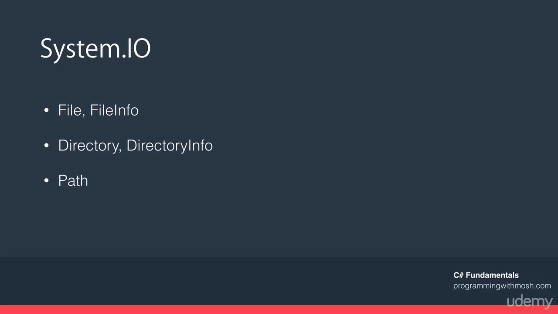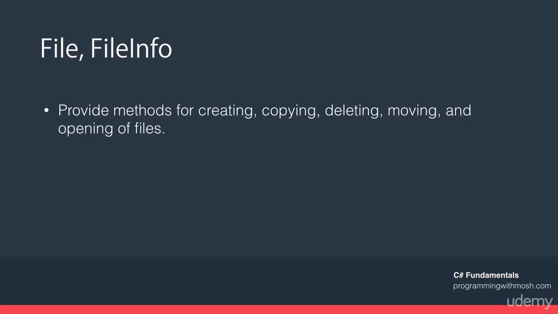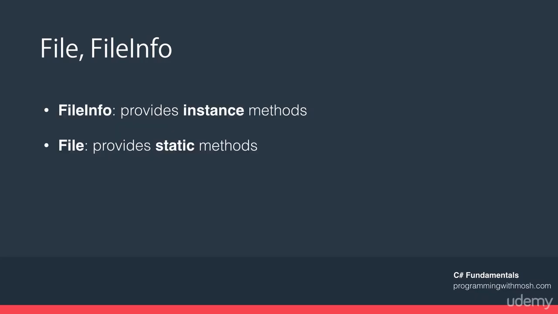Let's see the difference between them. So File and FileInfo classes both provide methods for creating, copying, deleting, moving, and opening files. They have very similar interfaces. The only difference is FileInfo provides instance methods, whereas File provides static methods. So why do we need different classes for static or instance methods? The difference is if you're going to have a small number of operations, let's say get attributes about a file, it's more convenient to access the static methods of the File class.